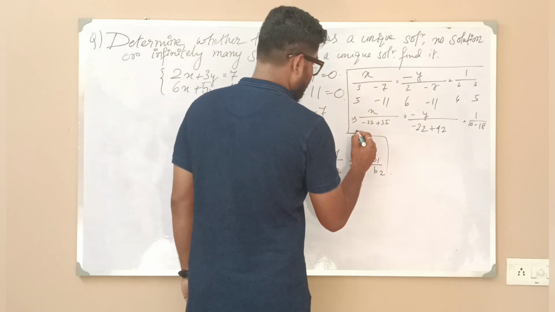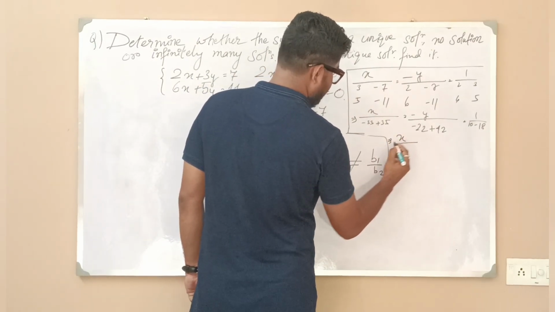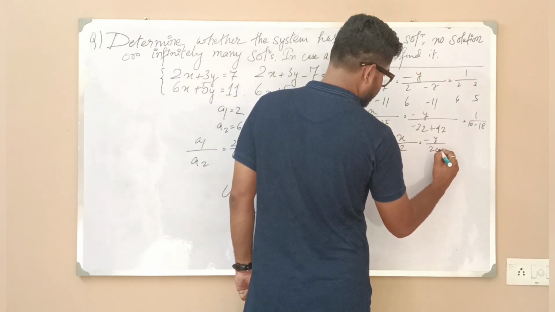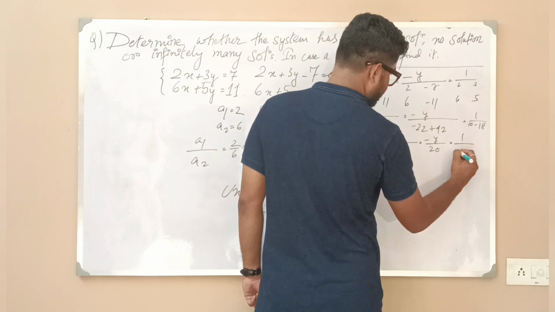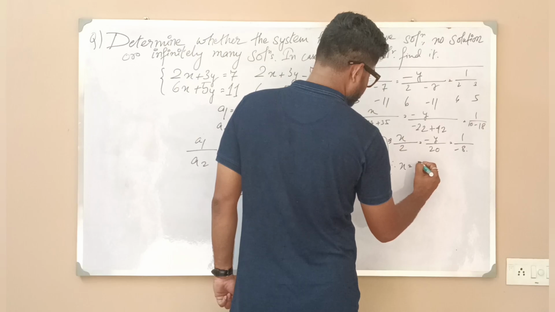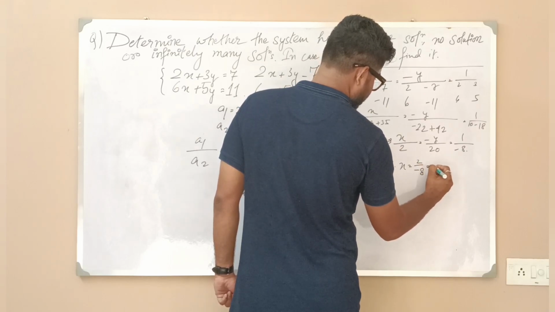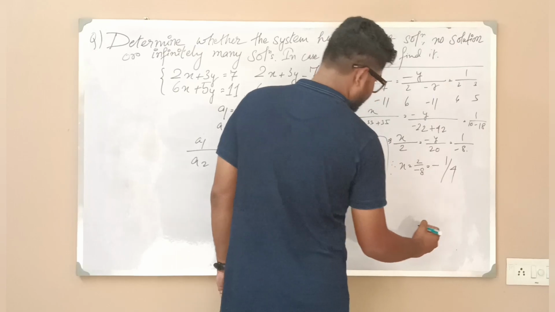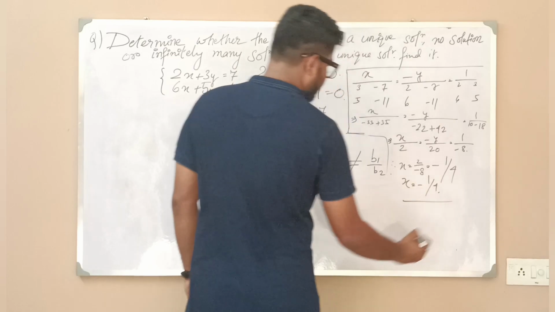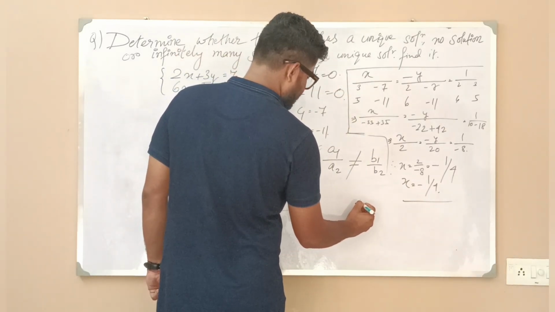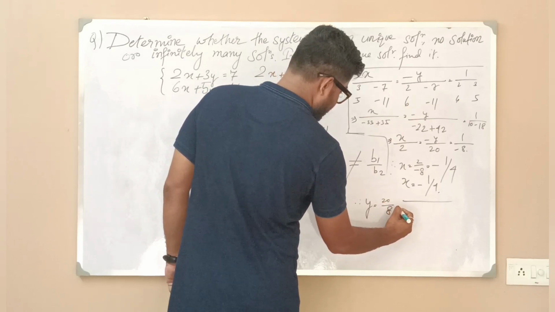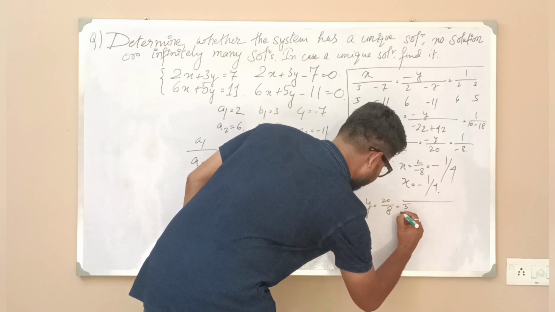So now we can write that x by 2 equals to minus y by 20 equals to 1 by minus 8. So x equals to 2 by minus 8, that is minus 1 by 4. So the value of x is minus 1/4 and the value of y will be 20 by 8, that is 5 by 2.